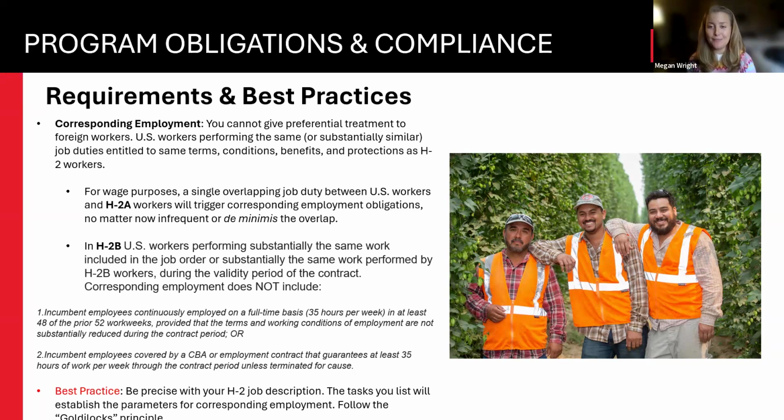In H-2B, it's a little bit more lenient. Really, that is the H-2B worker in terms of looking at their job duties. The US side of things, or the domestic worker, would have to be doing substantially the same job. And there's also a couple of caveats there: corresponding employment does not include incumbent employees with a full-time nature, or of course, if they are covered by a collective bargaining agreement. So again, not as dire on the H-2B side, but just keep in mind, if you have a domestic worker that is substantially doing the same job, they too would need to be making the prevailing wage.